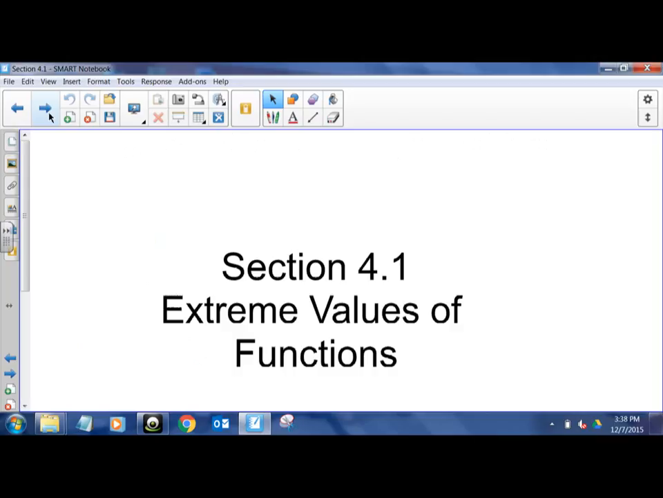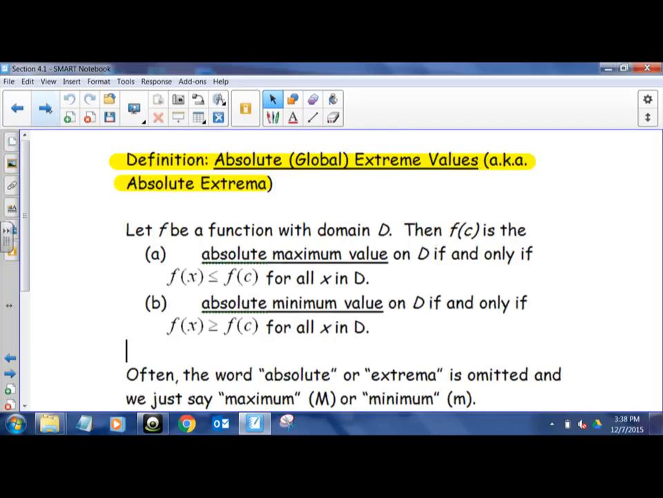So Section 4.1 is titled Extreme Values of Functions. There's a few things that we have to consider when we're talking about extreme values of functions. I'm going to make sure I define everything for you so you know what I'm talking about when I say extreme values. The first thing you have to understand is there's two types of extreme values, and the first one we're going to talk about is absolute. Absolute is usually the harder of the two to figure out because functions often have crazy, wacky end behavior, and so absolute extrema can be really difficult.